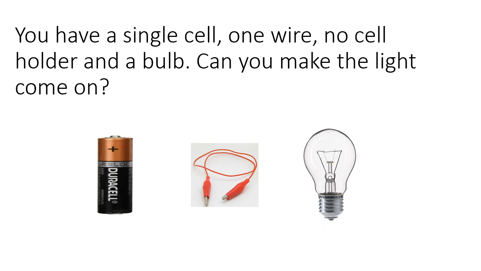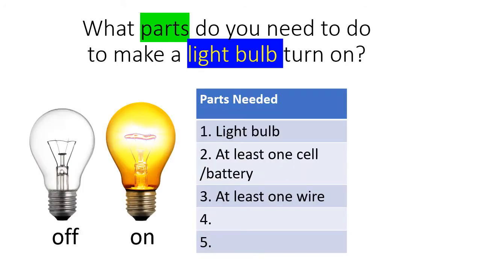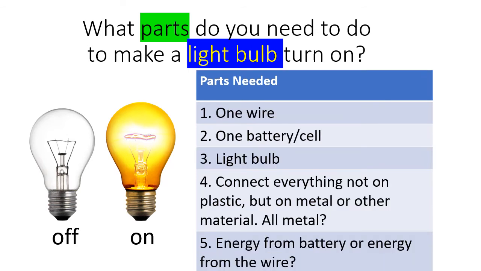So this is the test we did. Some people claim that we only needed 1 wire and 1 cell to turn on the light bulb. So we did this test and we realized that's true. So we talked about it again. What parts do we need to turn on the light bulb? And some of you said a light bulb, at least 1 cell, and at least 1 wire.